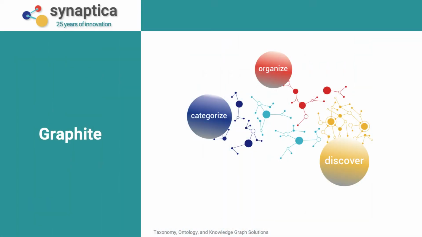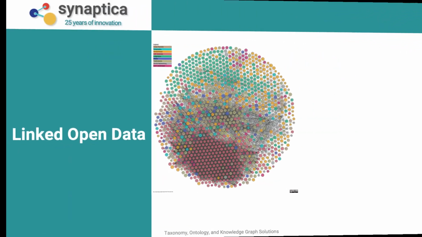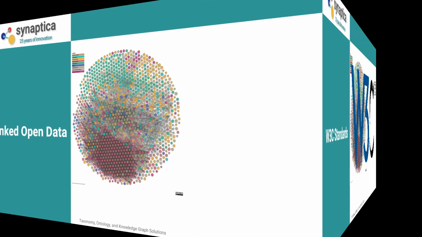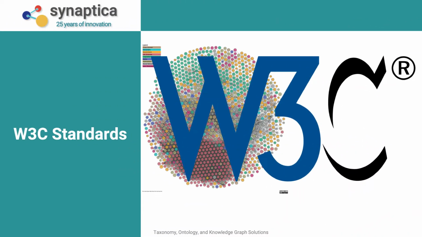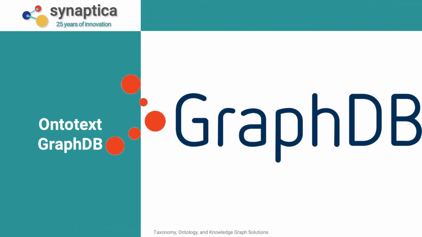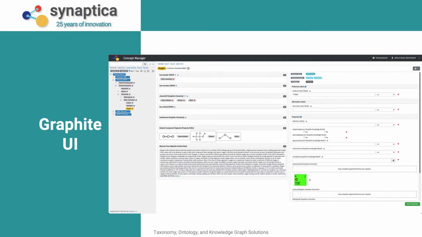Graphite KOS is Synaptica's software application for creating and curating knowledge organization systems, KOS, based on linked data and semantic web standards. KOS created in Graphite are stored in the backend RDF graph database, or triple store, Ontotext GraphDB. With Graphite, you can quickly design, build, and manage enterprise knowledge organization systems using an intuitive graphical user interface.